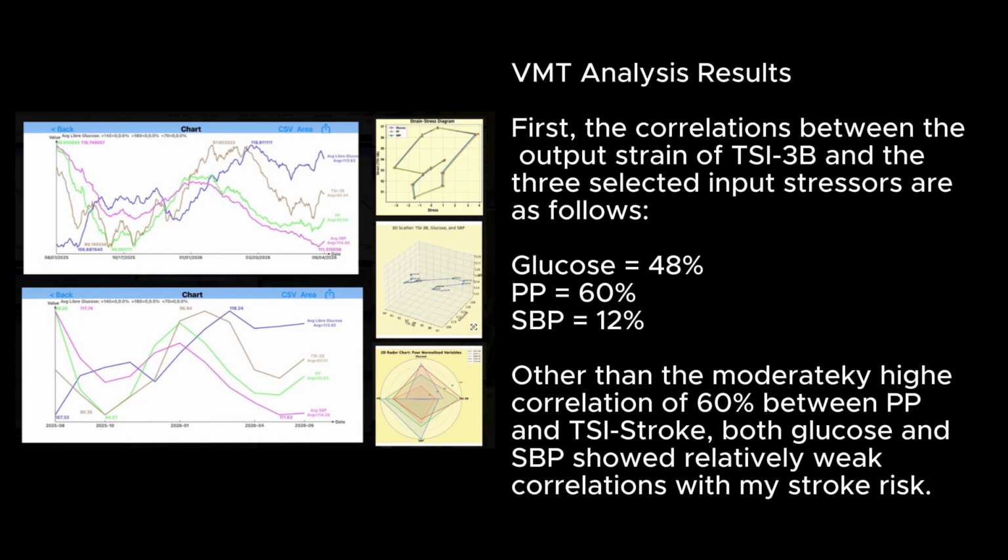VMT Analysis Results. First, the correlations between the output strain of TSI-3B and the three selected input stressors are as follows: glucose equals 48%, PP equals 60%, SBP equals 12%. Other than the moderately high correlation of 60% between PP and TSI-Stroke, both glucose and SBP showed relatively weak correlations with my stroke risk.